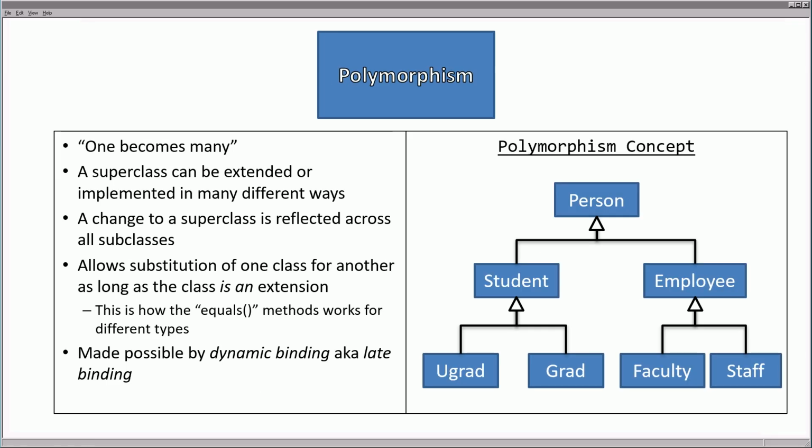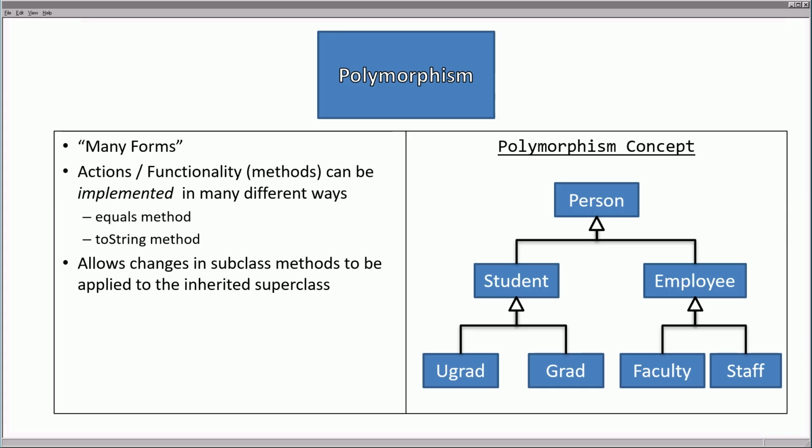We then started discussing this other concept that's called polymorphism. One becomes many. A superclass can be extended or implemented in many different ways. A change to the superclass can be reflected across all of the subclasses. This allows substitution of one class for another as long as the class is an extension. In the previous lecture's example, this is how the .equals method worked for all of the different types. And this is all made possible by a concept called dynamic binding, otherwise known as late binding. Today we're going to further explore this idea of polymorphism.